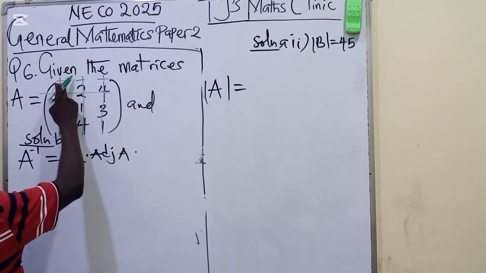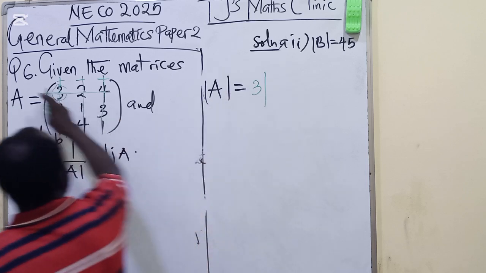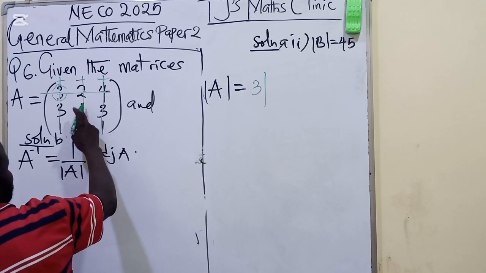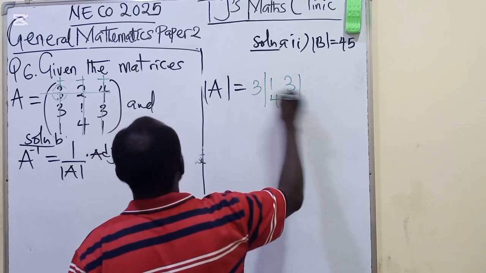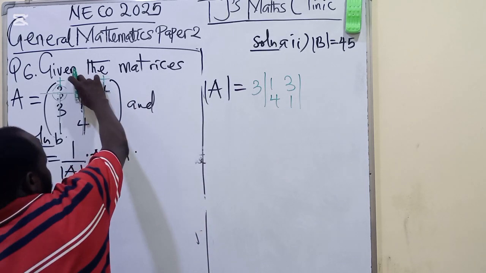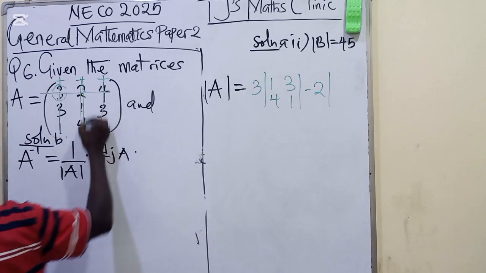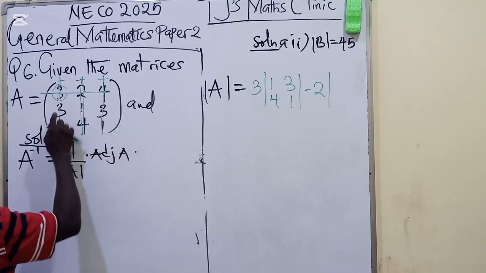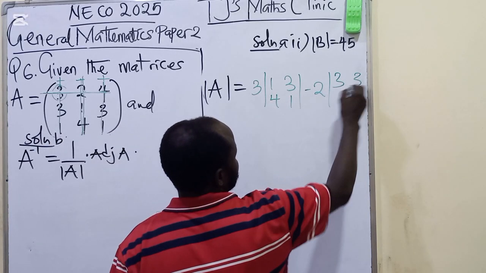We pick, this is plus, minus, plus. We pick plus, that will be 3. Then we close this, we have 1, 3, 4, 1. We move inside, we pick this first element here, that will be minus 2. Then we close this column, we close this row. We have 3, 3, 1, 1.